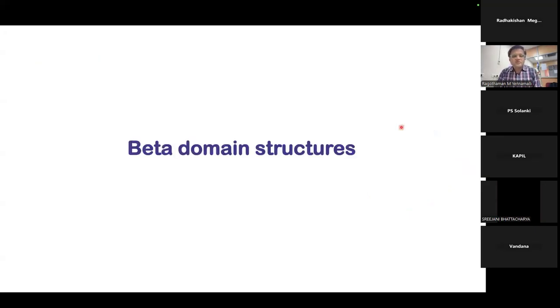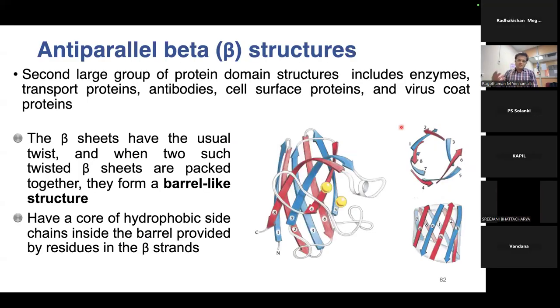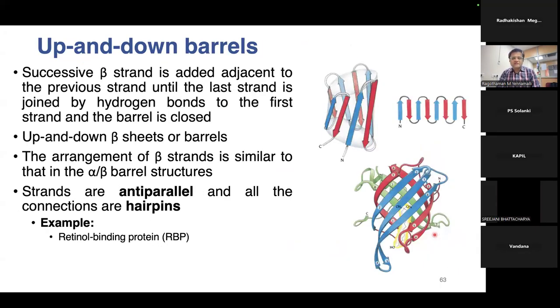Okay. So in the beta domain structures, you have structures that are all beta. Either it can be all anti-parallel beta or all parallel beta, but these form a barrel. As I said, let us say you have 8 beta strands, the first and the eighth, if they come closer to each other, it just becomes a cylindrical structure, like how you see here, and they call it a barrel-like structure.